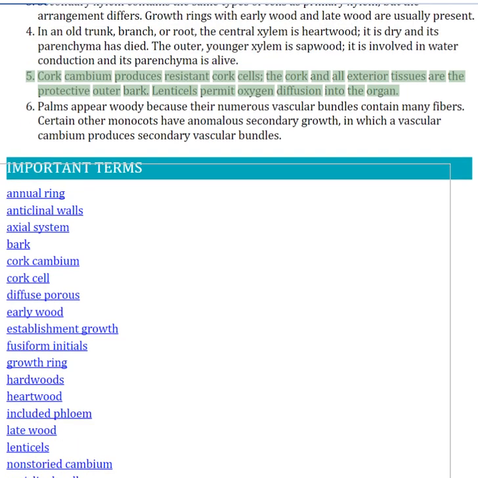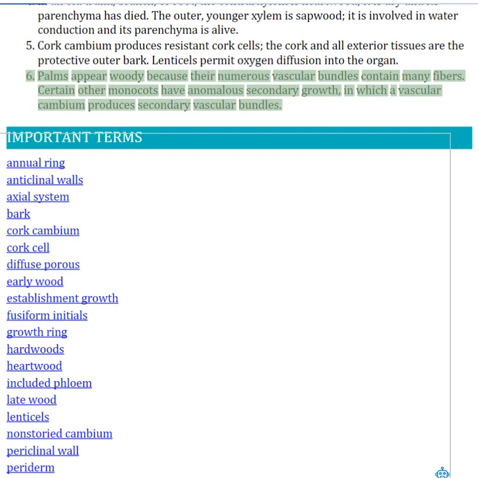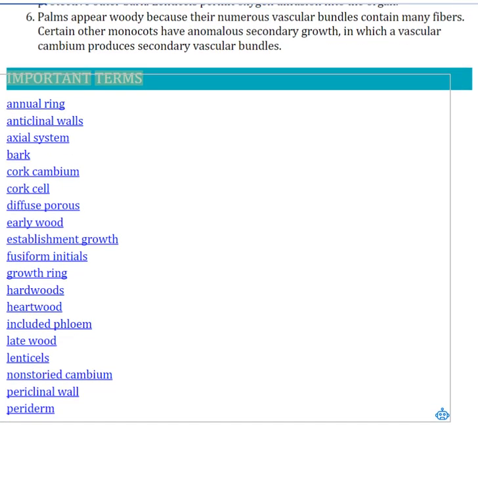5. Cork cambium produces resistant cork cells; the cork and all exterior tissues are the protective outer bark. Lenticels permit oxygen diffusion into the organ. 6. Palms appear woody because their numerous vascular bundles contain many fibers. Certain other monocots have anomalous secondary growth, in which a vascular cambium produces secondary vascular bundles. Important terms.